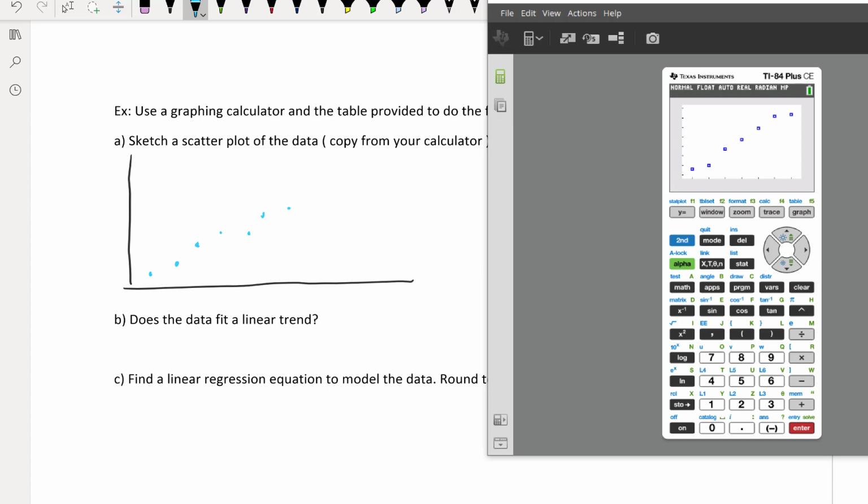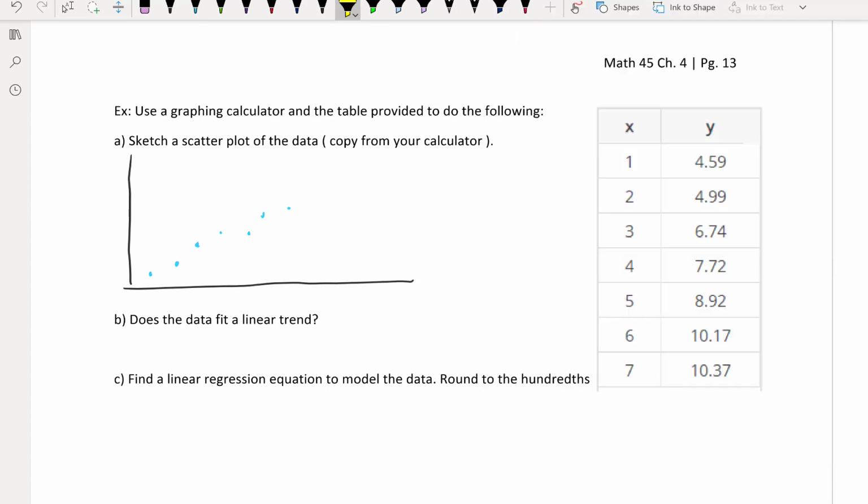And then for part B, it says, does the data fit a linear trend? Well, it definitely looks like a line. If I were to even attempt it, I get pretty much all of it or really close to it. So I'm going to say yes. Fits linear trend.